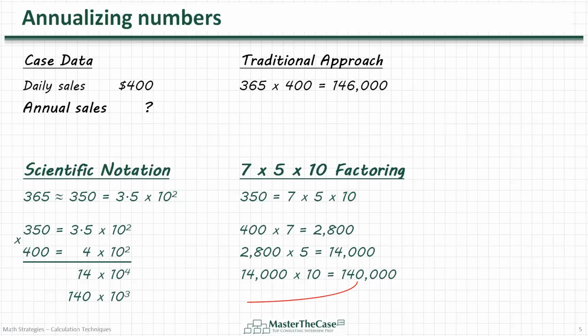That, of course, is the same answer as we arrived at using the scientific notation. At this point, one might ask as to why, in the factoring sequence, 7 precedes 5. The reason behind that is that 7 is not as friendly to multiply by as 5 or 10, so it makes sense to get that out of the way first, before calculations get more complex.